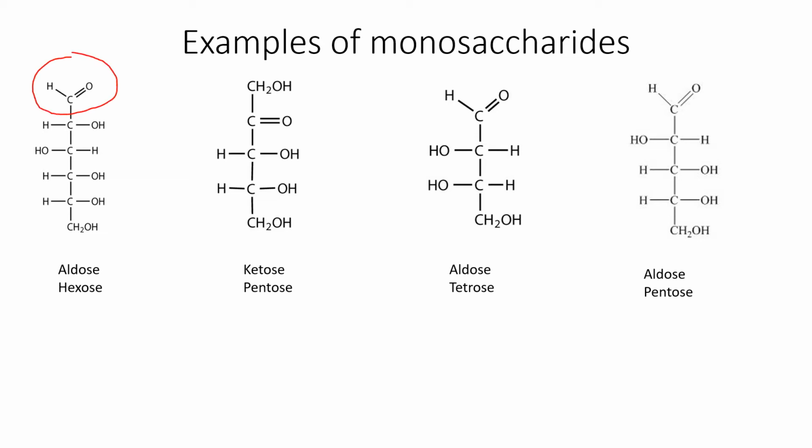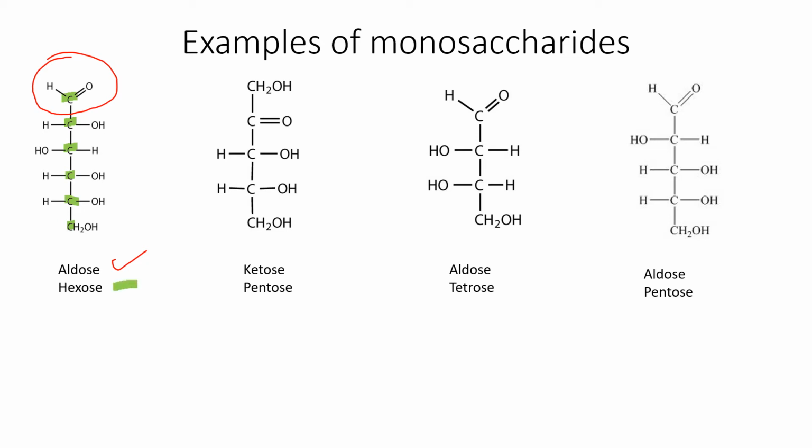Well, we can see in this one we have an aldehyde functional group, so that's what makes this one on the left an aldose. Next, if we want to classify this based upon the number of carbon atoms, we just have to count the carbon atoms. 1, 2, 3, 4, 5, 6 carbon atoms. 6 carbon atoms would make this a hexose.